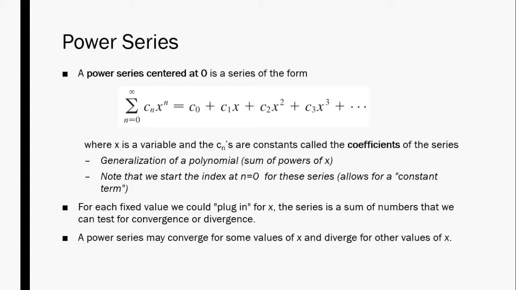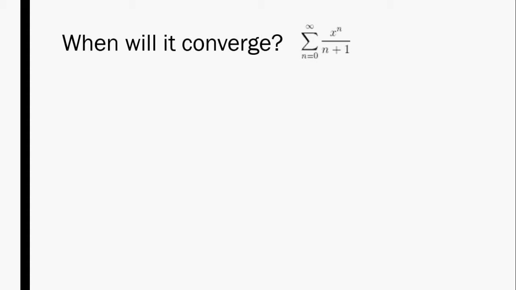And depending on what the c sub n's are, what sequence those represent, that might or might not converge. So oftentimes a power series will converge for some values of x, but not for all. And we're actually going to learn that a power series will always converge for at least one value of x. So let's look at this example to get a feel for what I mean when I say some x's make the series converge and some don't.